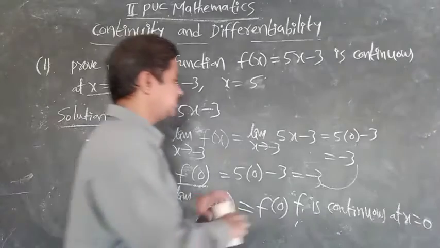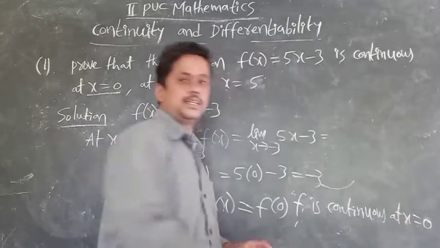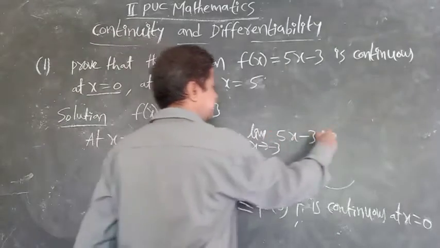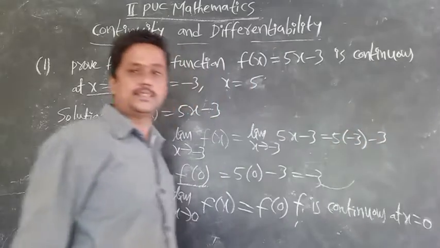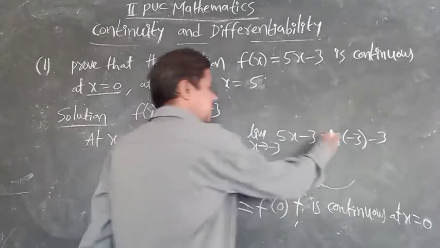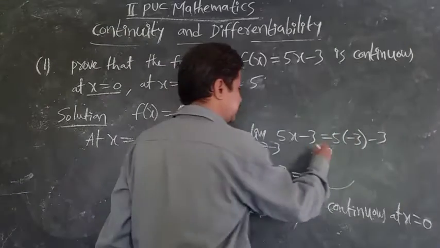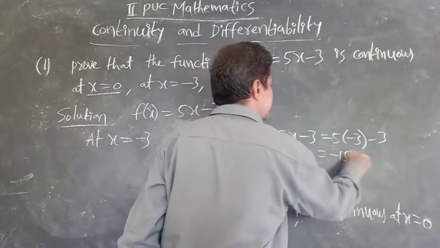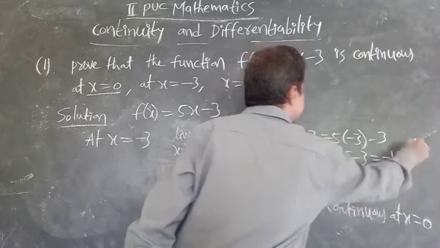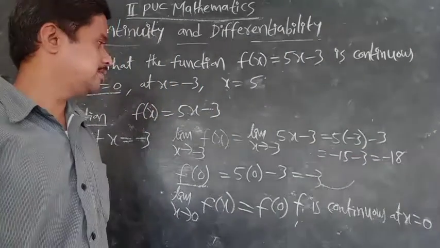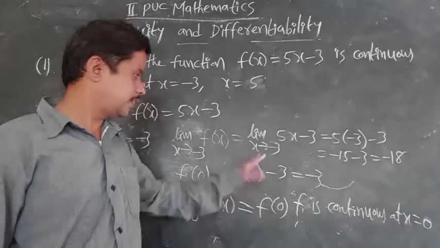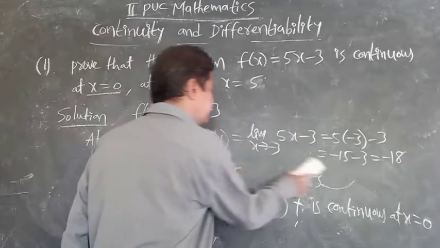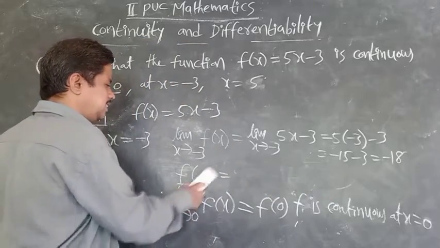Substitute these values. 5 into minus 3, minus 3. 5 threes are 15, so minus 15, minus 3, which is minus 18. Okay, over. That is the limit, and now the last one.